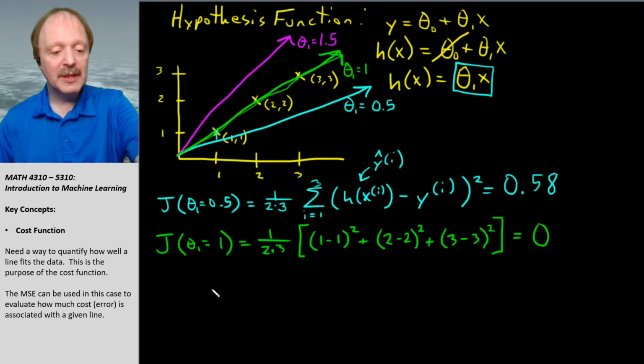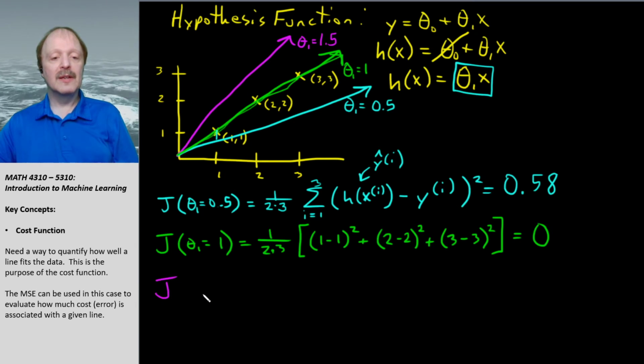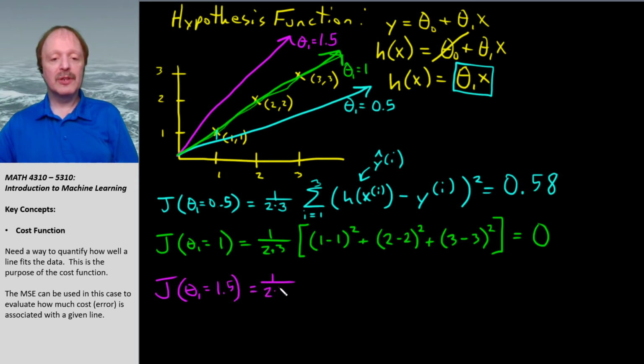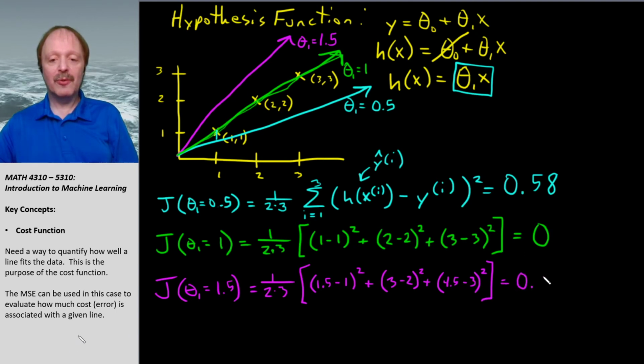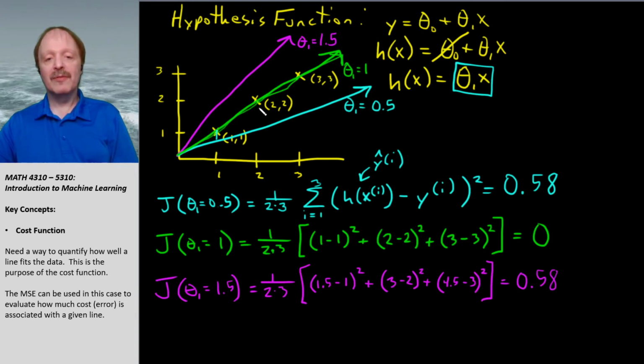Alrighty? Now, let me go to my last one right here. J of theta 1 equals 1.5. Well, that's going to be 1 over 2 times 3 times bracket. Now my theta 1 is 1.5, so it's going to be 1.5 times 1, which is 1.5 minus the y value 1, squared, plus 1.5 times 2, which is 3 minus 2, that's the y value, squared, plus 1.5 times 3, 4.5, minus 3 quantity squared. And when I do all of that, I get, what do you know, 0.58. It turns out it's symmetrical whether I'm 0.5 below or 0.5 above the ideal slope.